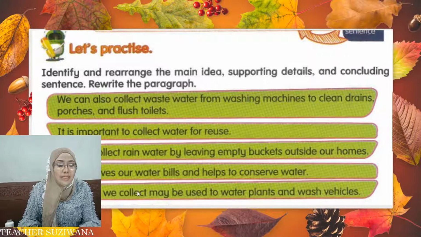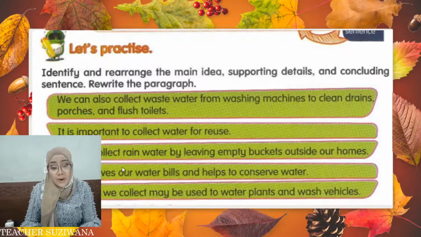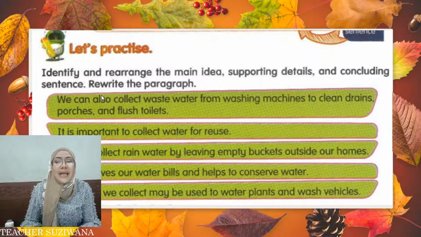The water we collect may be used to water plants and wash vehicles. Why? It supports the main idea, important to collect water for use. And then the water we collect. See? And then come to, we can collect rainwater by leaving empty buckets outside our homes. And then supporting, we can also. And then the last one, concluding.